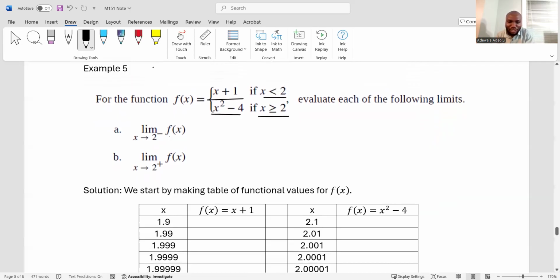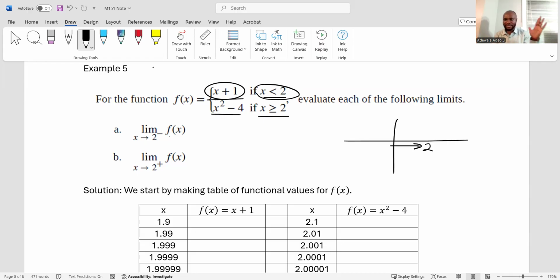Now, if you look at the piecewise function, we are going to consider this part of that function. How do I know? Because our x is less than 2. If this is 2, this side is where we have x less than 2, right? So it means this function, x plus 1, is what we are going to consider. And from above, when x is more than 2, we'll consider these parts.